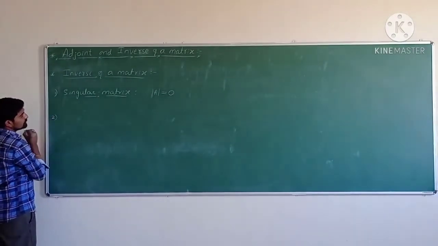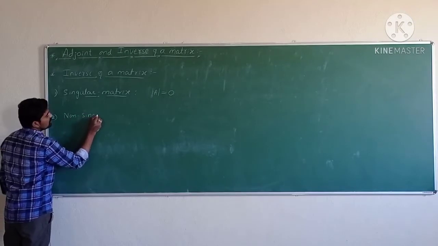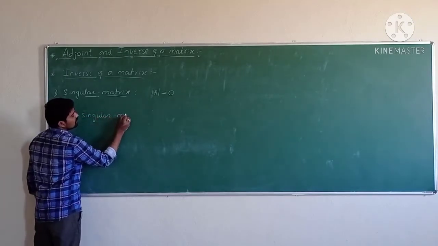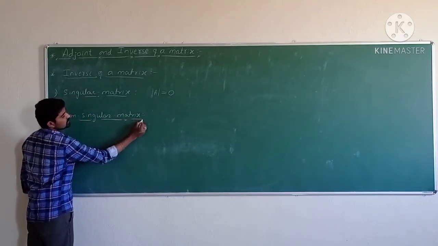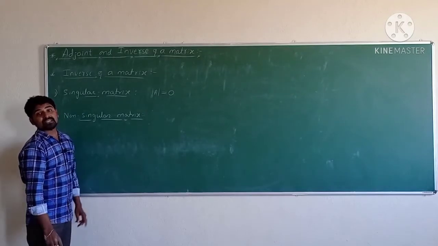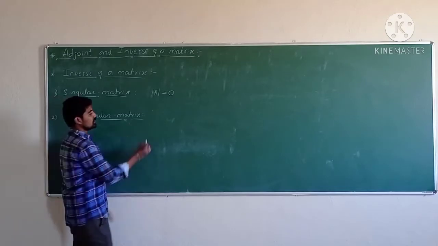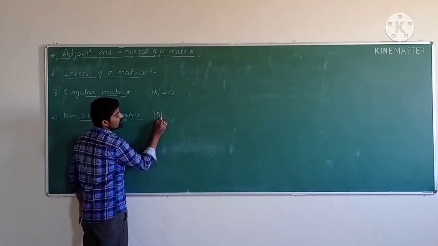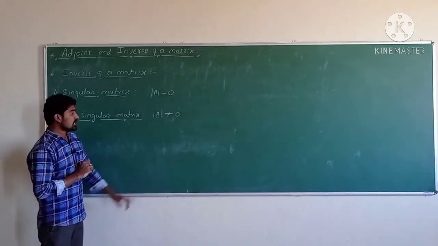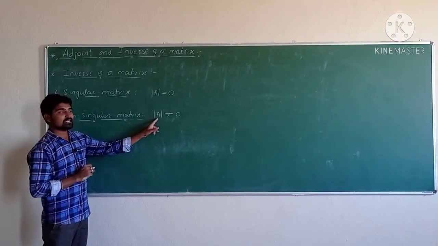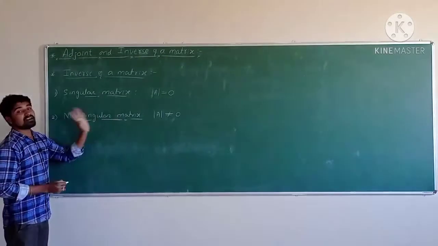And the second one, non-singular matrix. What is meant by non-singular matrix? A square matrix A is said to be a non-singular matrix if determinant of the matrix A is not equal to 0. If determinant of the square matrix A is not equal to 0, then that matrix A is called a non-singular matrix.